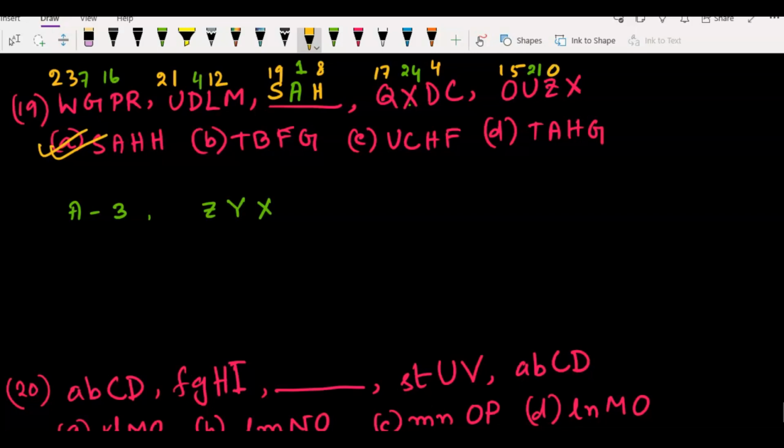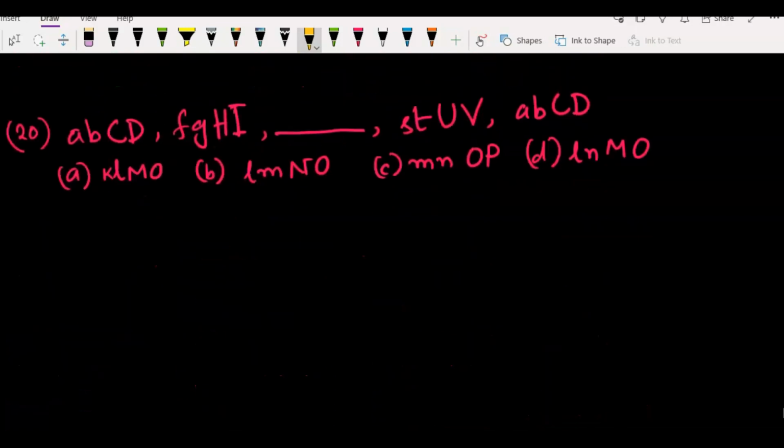In this way you can check. Then R is 18 and M is 13. So we have here minus 5. So 18 minus 5 is 13, and M minus 5 is 8. So 8 is H. Then 8 minus 5, that is 3. So here we get C. And 3 minus 5, then we have B, A, then Z, Y, and X. So we got here X. So 19 is option A.